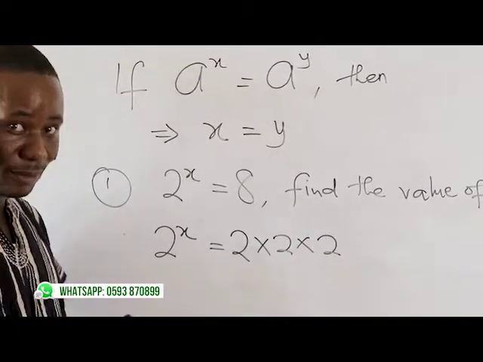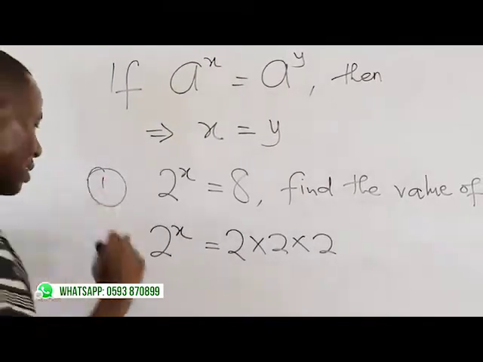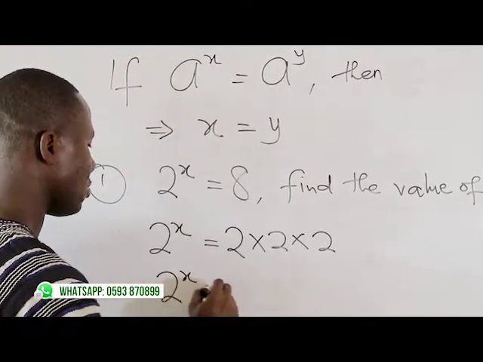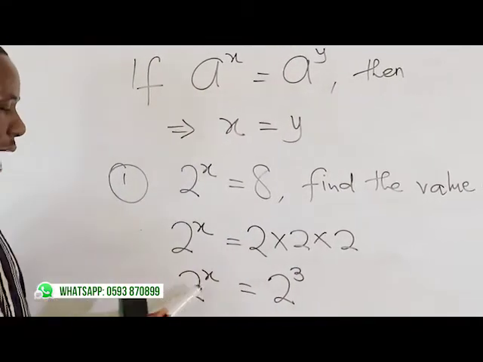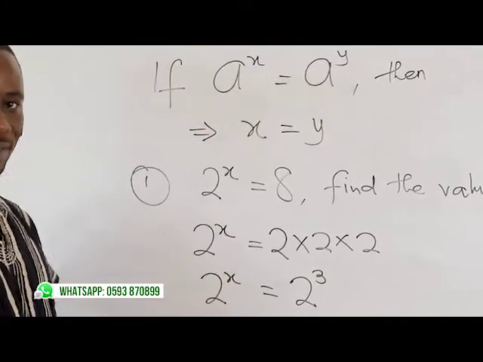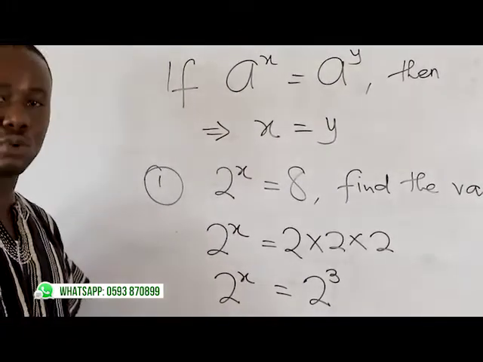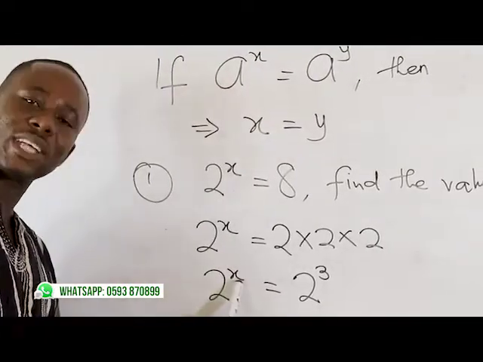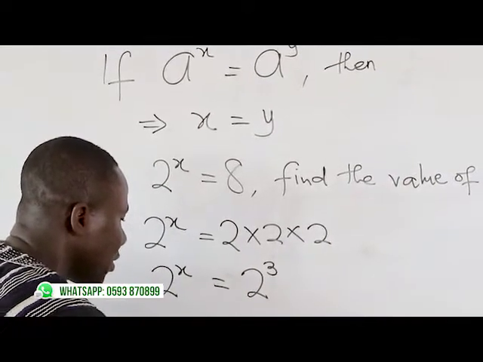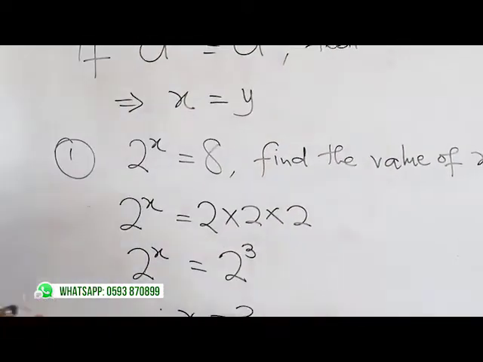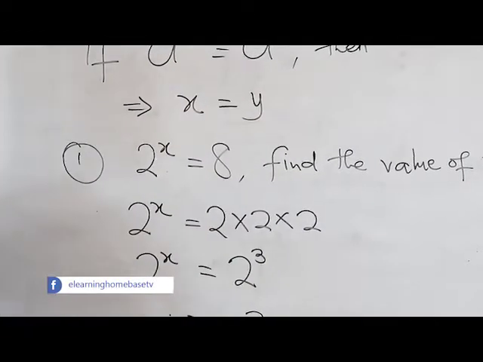That's what we look at from the onset. So it means 2 exponent x is equal to 2 exponent 3. Are the bases the same now? Yes. They all have the same base of 2. And for that matter, what is the value of x? Therefore, our x is equal to 3. That is the way to solve this question.